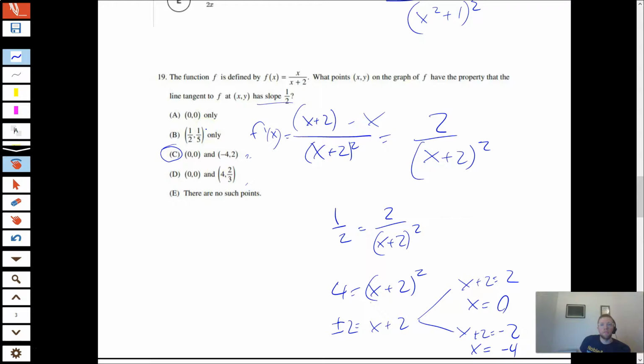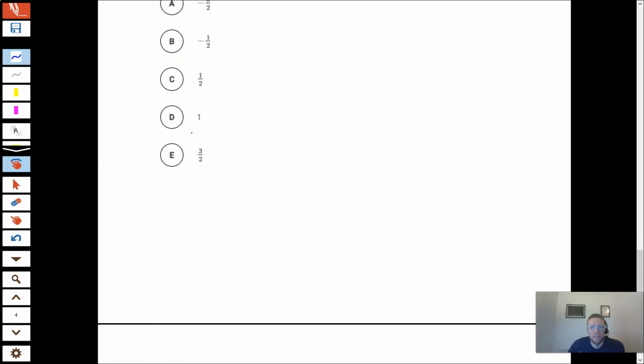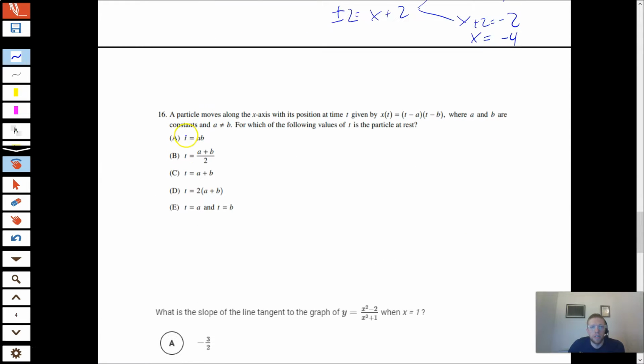Okay, so the derivative is the slope of the tangent line. That's a key fact in this problem, and that's going to show up on your quiz as well. Okay, just got a couple more. This number 16 is the spiciest one, I think.